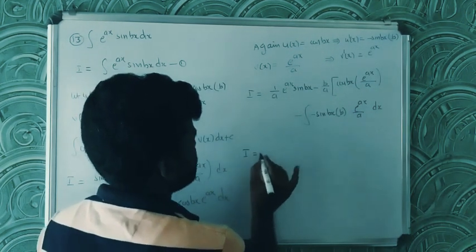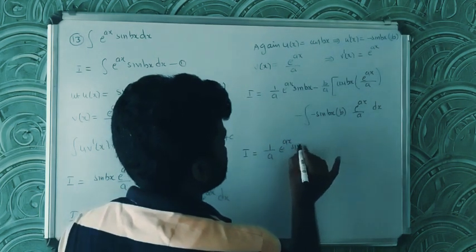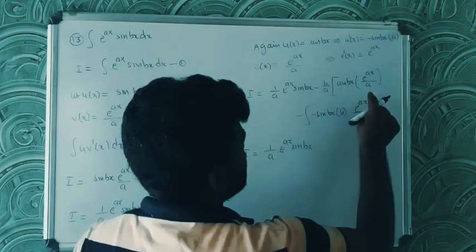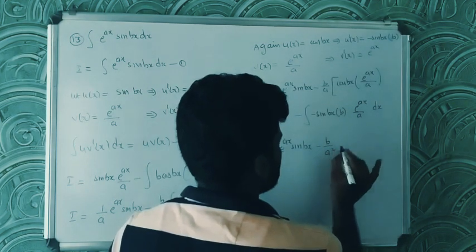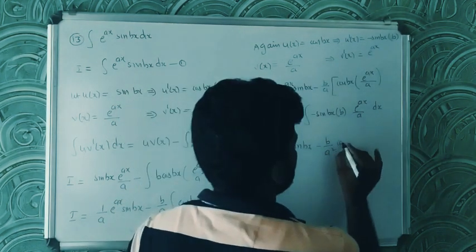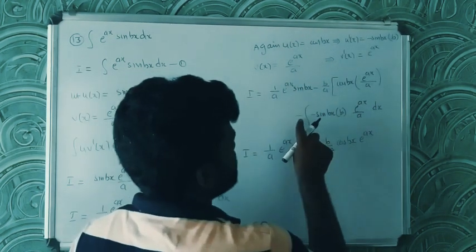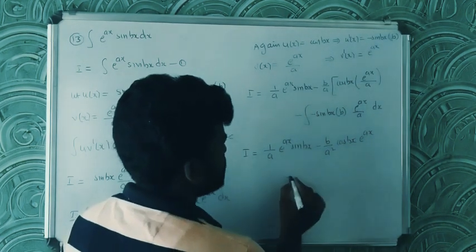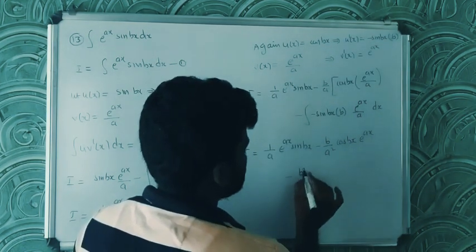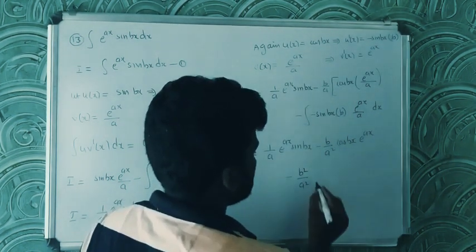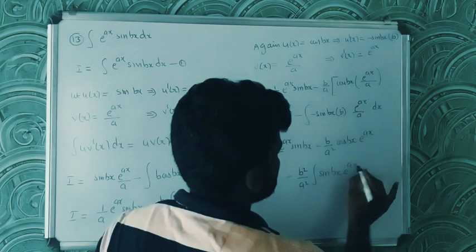So I is equal to 1 by a e power of ax into sin bx. 1 by a is the constant. Minus b by a into 1 by a, that is minus b by a square, into cos bx into e power of ax. Minus into minus is plus, and plus into minus is minus. b by a into b by a is b square by a square, into integration of sin bx into e power of ax dx.